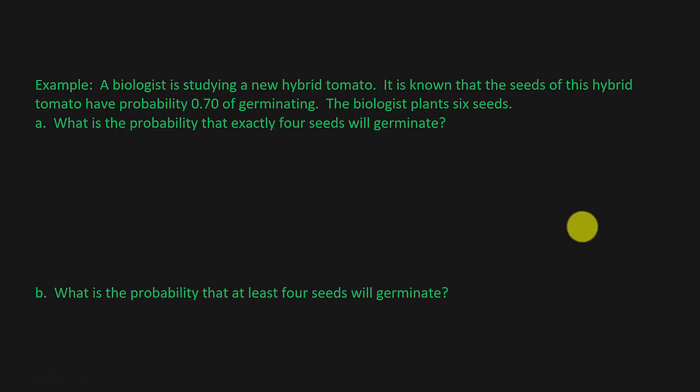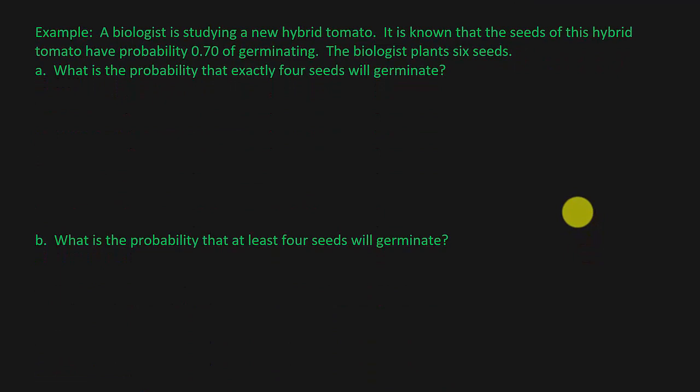And actually, this is the last example. So how about right now, you pause the video and try to work the problem, and then when you get finished working it, play it, and you can watch me work it. It says a biologist is studying a new hybrid tomato. It is known that the seeds of this hybrid tomato have probability of 0.7 of germinating. The biologist plants 6 seeds. What is the probability that exactly 4 seeds will germinate? And then what is the probability that at least four seeds will germinate? So part A, part B.